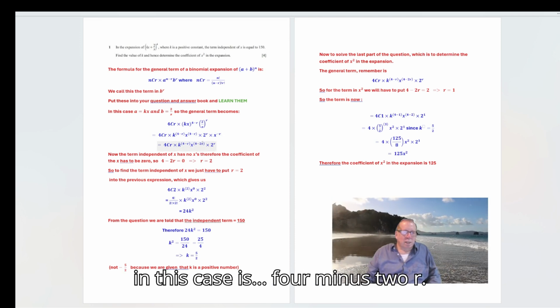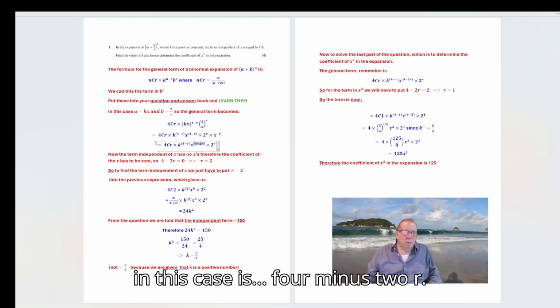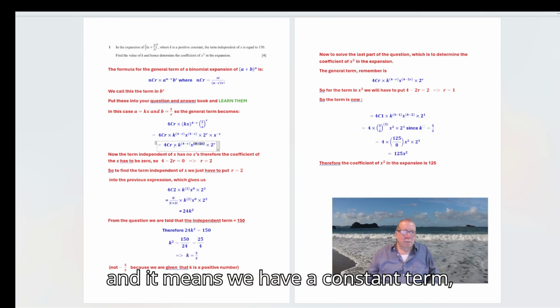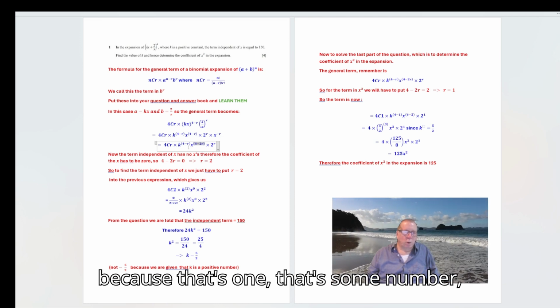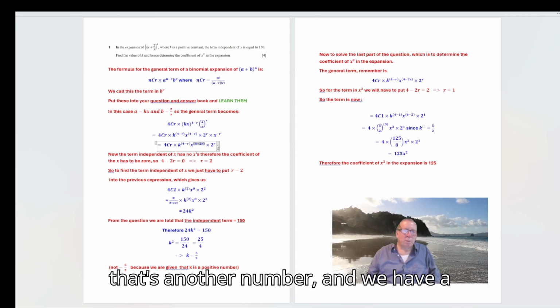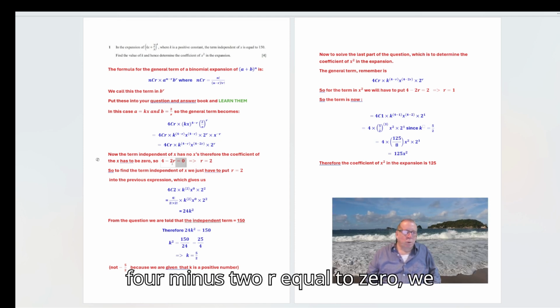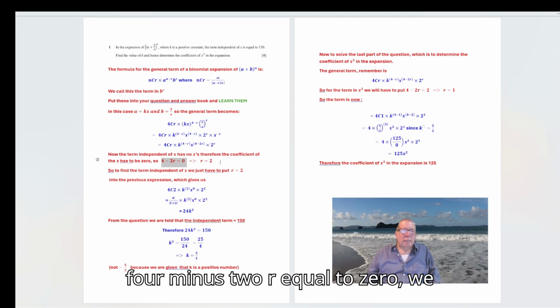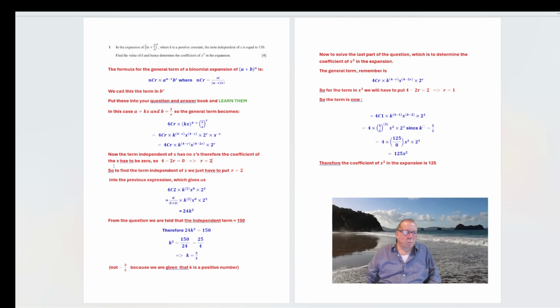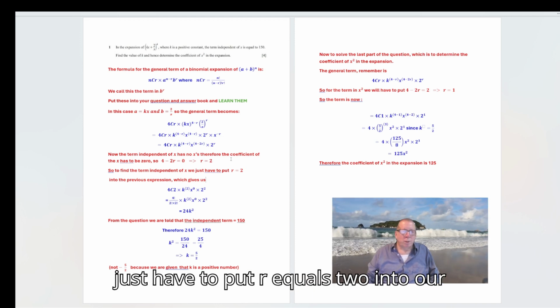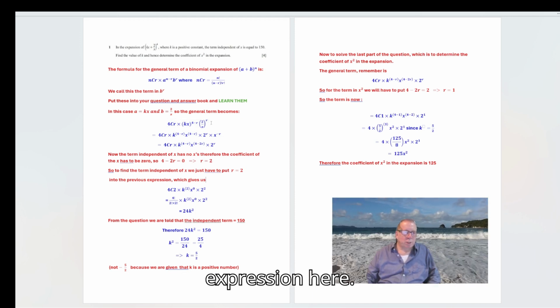The power of x in this case is 4 minus 2r. So if that's 0, we have x to the 0, and it means we have a constant term, because that's 1, that's some number, that's another number, and we have a constant. So putting 4 minus 2r equal to 0, we now have r equals 2. So to find the term independent of x, we just have to put r equals 2 into our expression here.